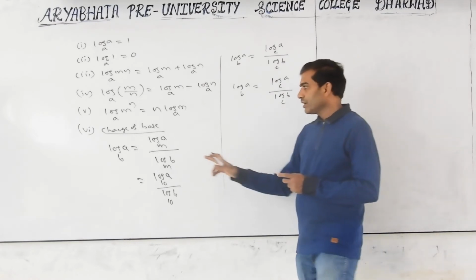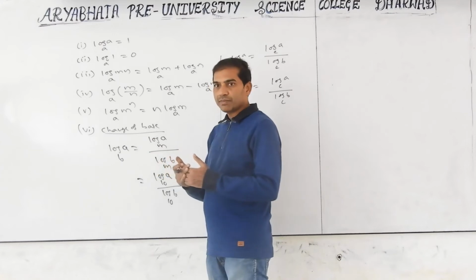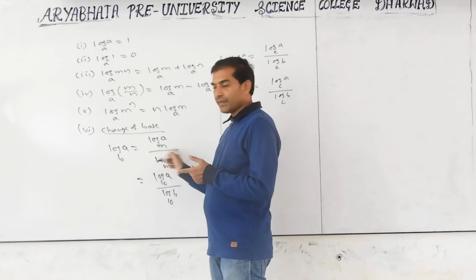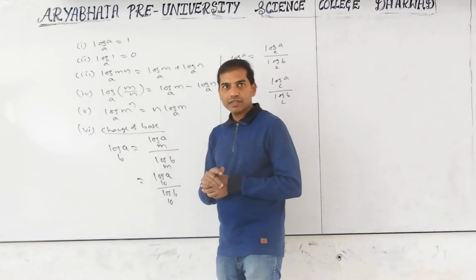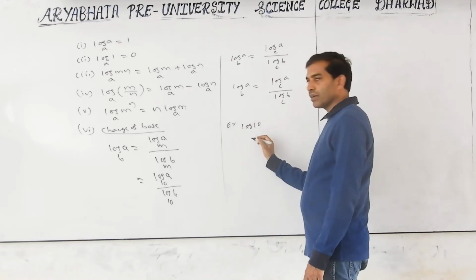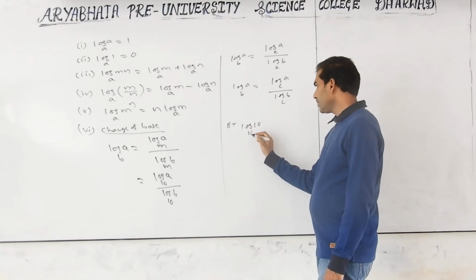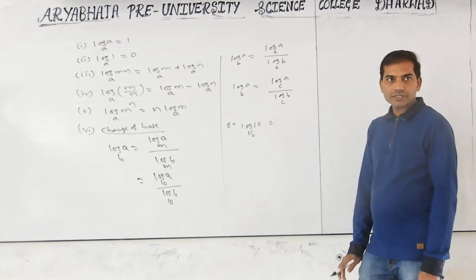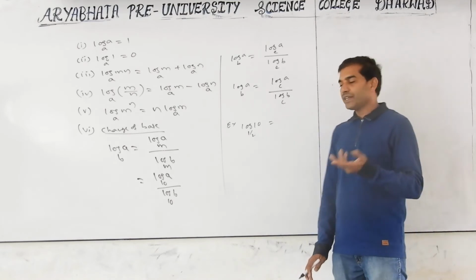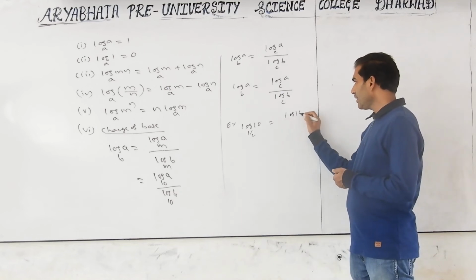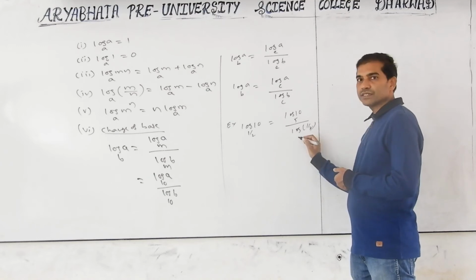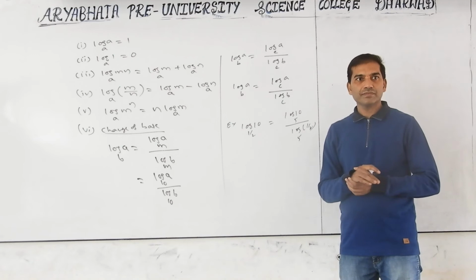Okay? Are you following? Log a base b, how do we change the base? This is the way. What base you want to change to, write it right here, and divide by log b base c. For example, log 10 base 1 by 2, but I want base 5. How can we express it? Log 10 base 5 divided by log 1 by 2 base 5. This is the way. Understood?